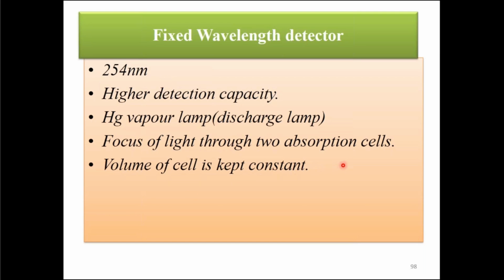Light is focused through two absorption cells. One will be the sample cell, the other is the reference flow cell, where only mobile phase will always be traveling. In the sample flow cell, it will be mobile phase sometimes or eluted solute component some other time. Volume of cell is always kept constant.